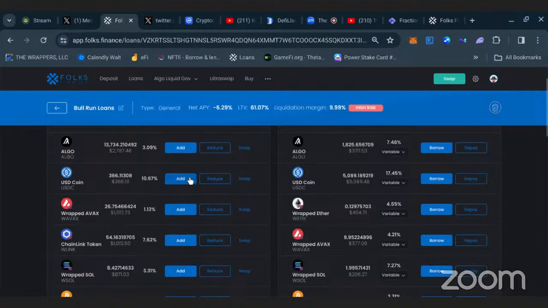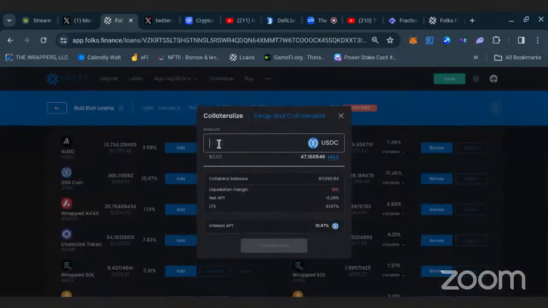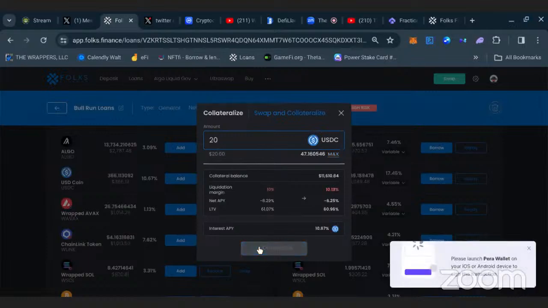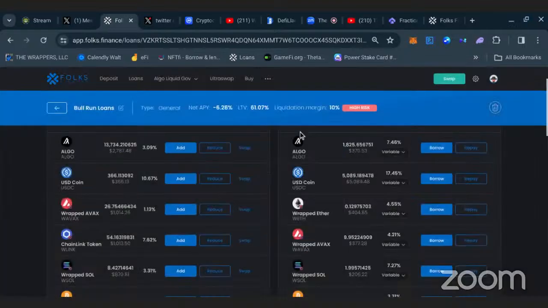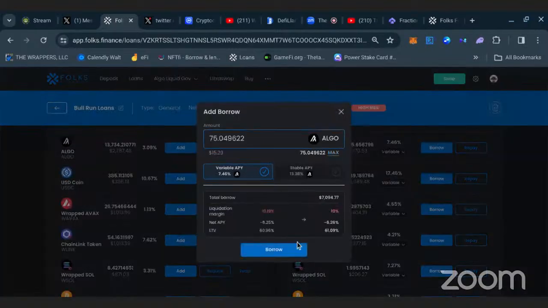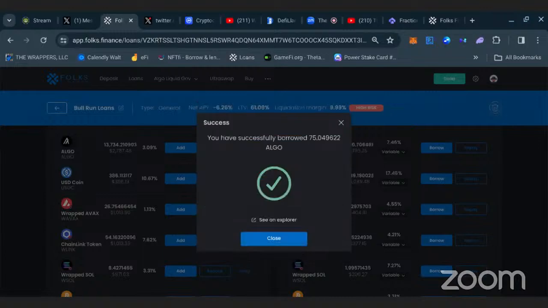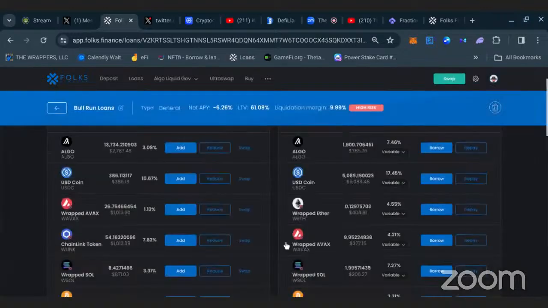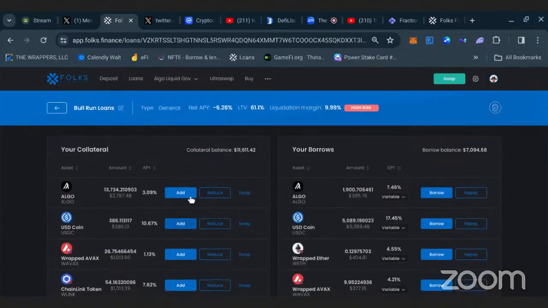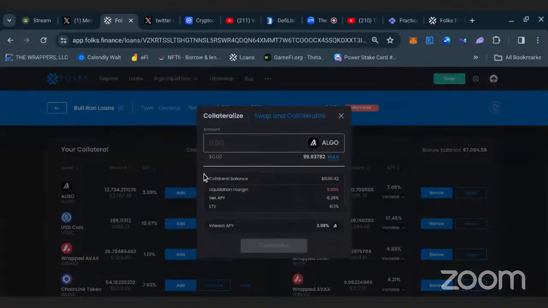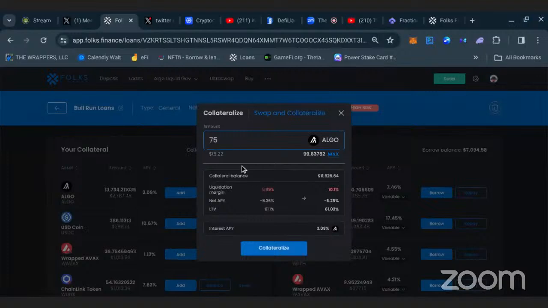And then I'm going to add that same, let's just put $20. I'm going to add $20 back to the collateral. Liquidation margin is going to go back up. And then this time, I'm going to borrow Algo, $15 worth of Algo. So that's $40 of Solana, $20 of USDC, and then $15. So $75 real quick right there that I was able to leverage. And technically I'm not done because I still got to put the 15 back on there.